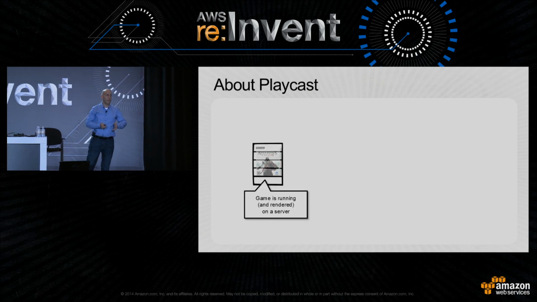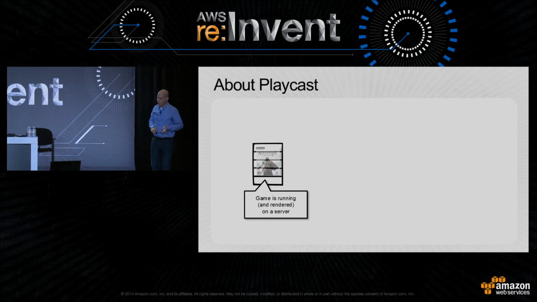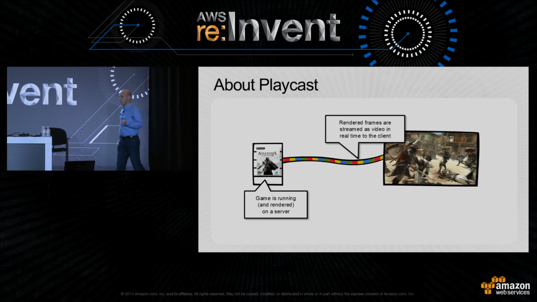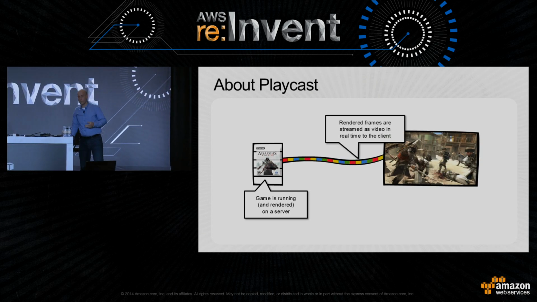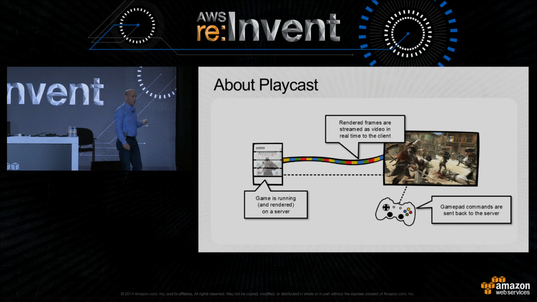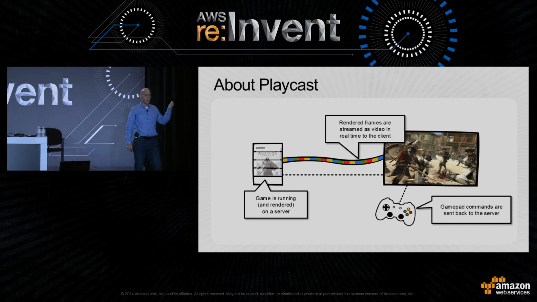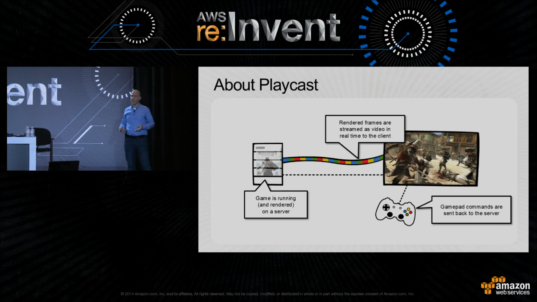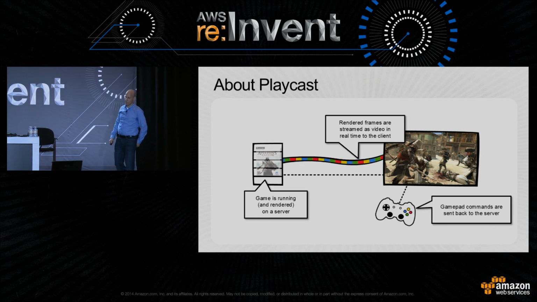We take a game and we run it on the server. We don't run the game on the client, we run it on the server. The game is run and rendered on the server, and then we stream it as video in real time. The frames are being sent as encoded video to an end device. It can be a TV, a set-top box, whatever device you like. And the gamepad is connected to that device. So the gamepad command will be sent back to the server, and by that, we basically bring a console-like experience to any device, TV, set-top box, etc.